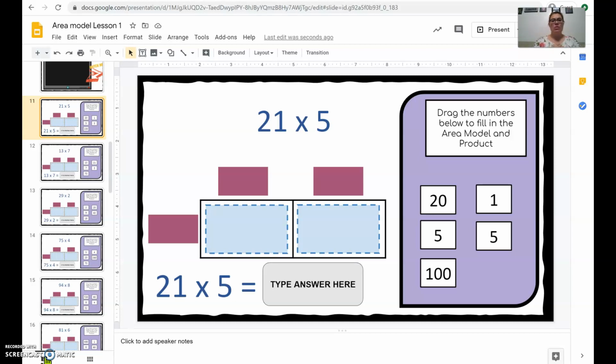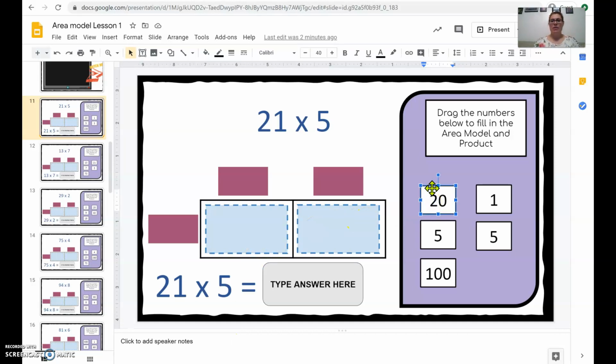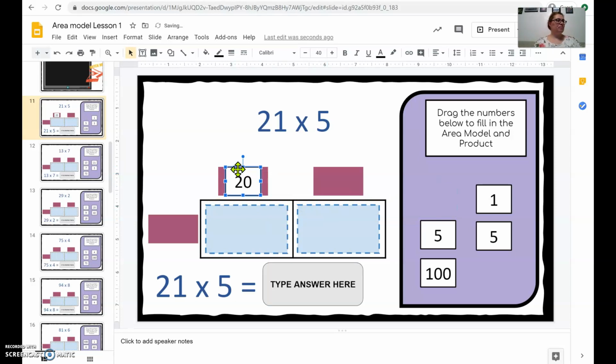So if we look at 21 times 5, I know that 21 is made up of 20 and 1. So I'm going to come over here to my box and I'm going to drag the number 20 over here. And then I'm going to take the number 5 and I'm going to drag it over here. Doesn't matter which one because they're both 5s. Oops, sorry, 5 does not go over there. We're going to put the 5 down here. And then the 1 goes over here. All right, I was thinking ahead.